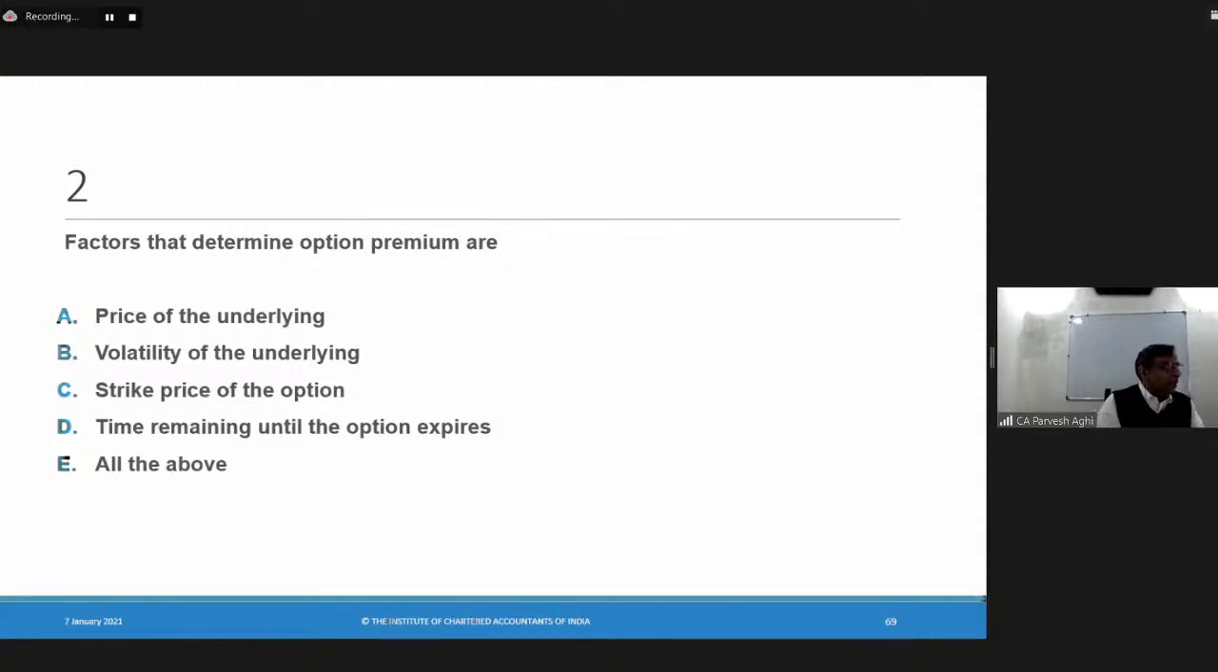The factors that determine the option premium are: price of the underlying, volatility of the underlying, strike price of the option, time remaining until the option expires, or all of the above. By the time you would be punching your answers, I'll just show you the answer: all of the above. It was a pretty simple one.